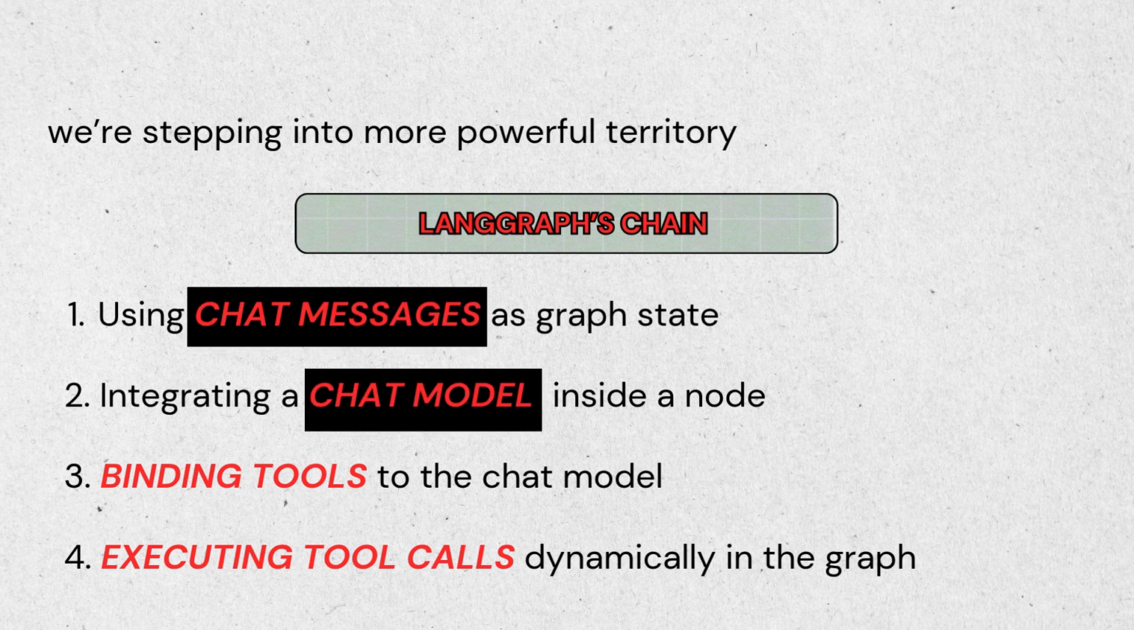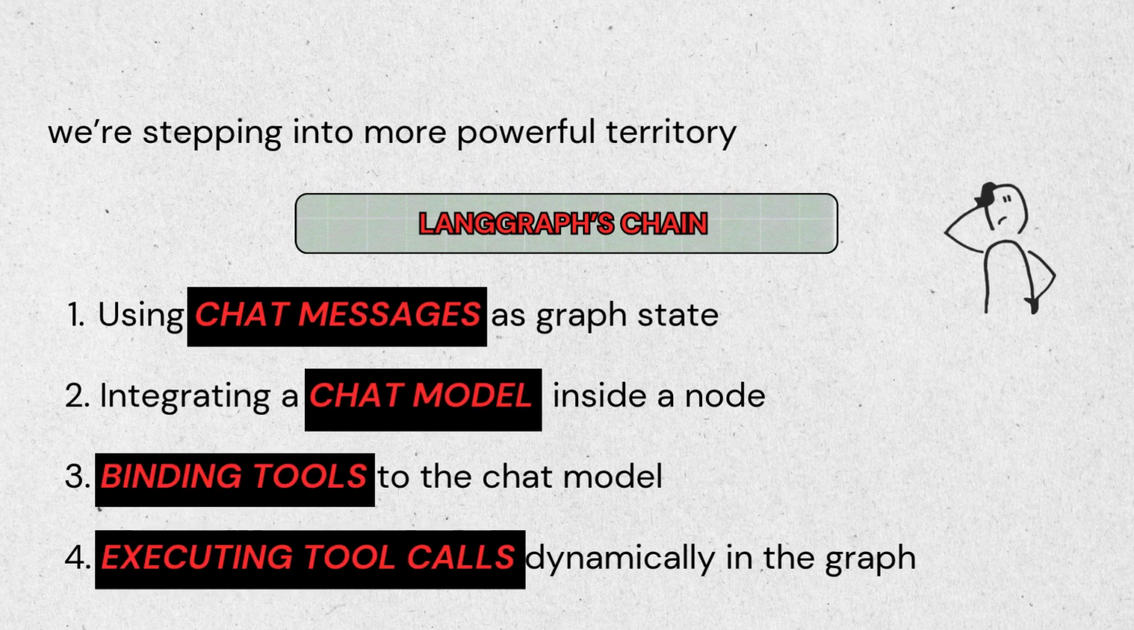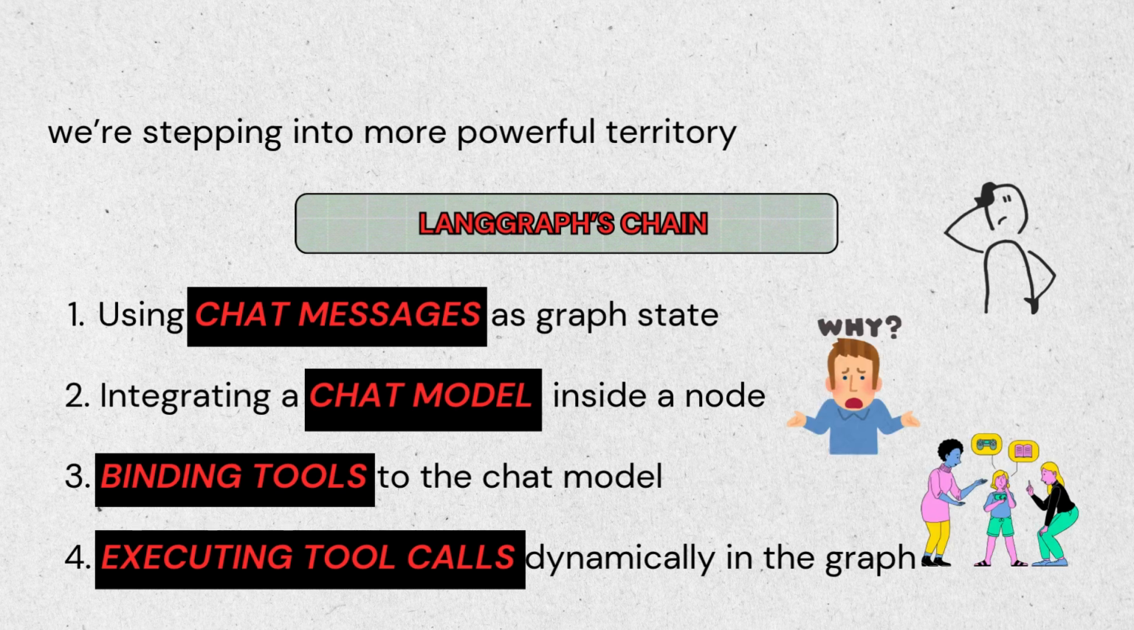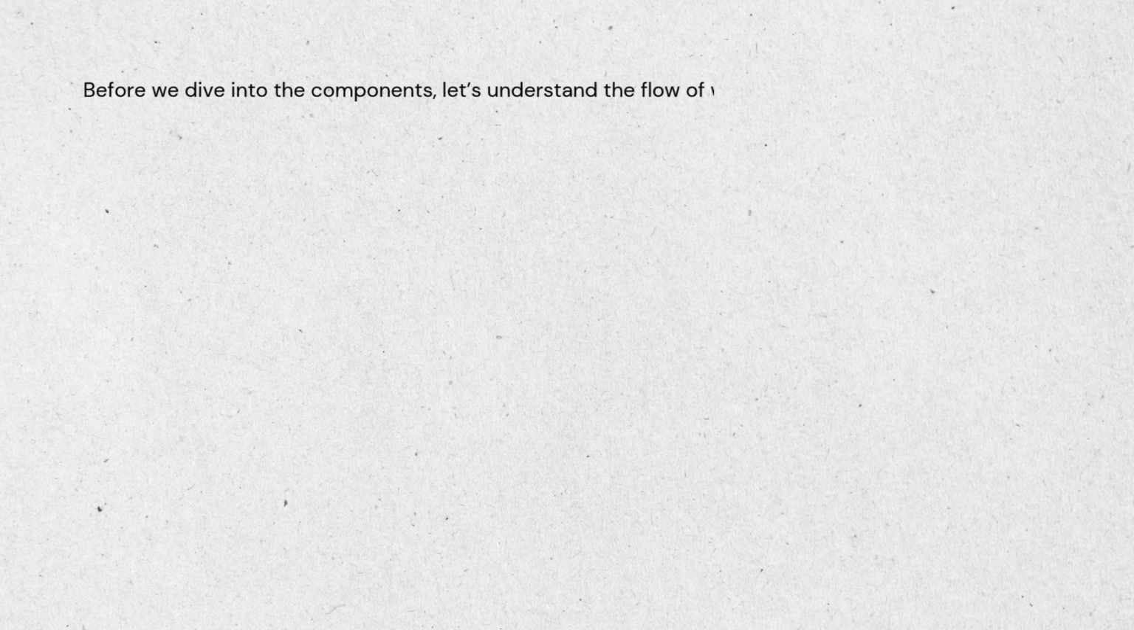Let's break it all down, understand what each of these components are, why we use them, and how they are implemented. Before we dive into the components, let's understand the flow of what we are building with an example. Imagine you type a message, multiply 5 and 2. The flow goes like this.